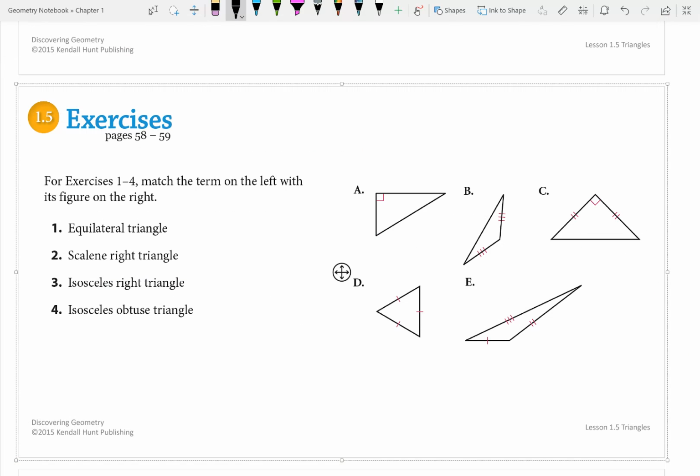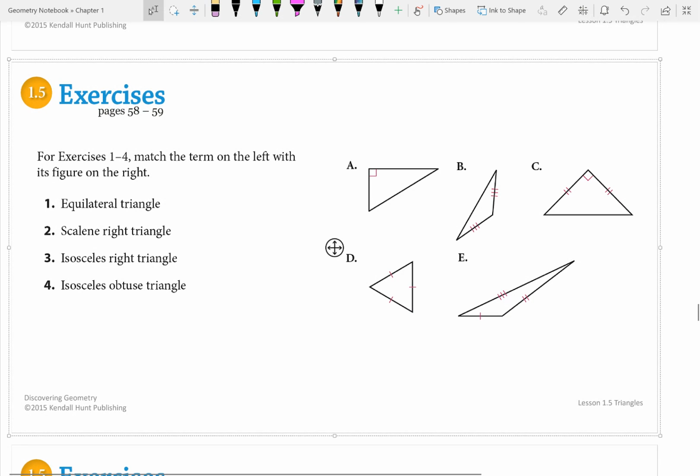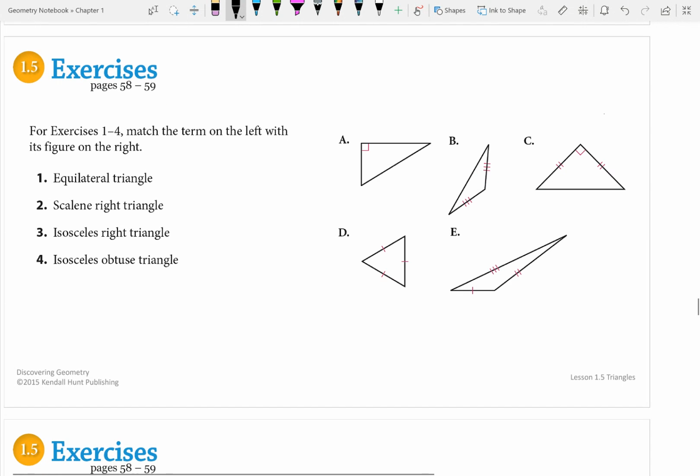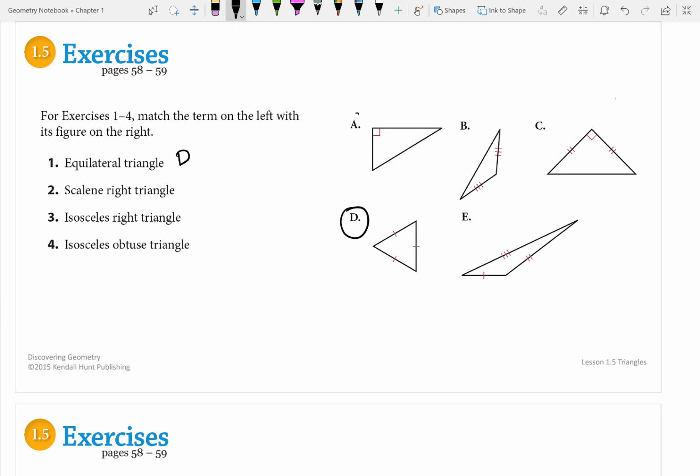All right, I'm going to go over section 1.5 exercises, starting with numbers 1 through 5. Exercises 1 through 4, match the term on the left with its figure on the right. So this triangle, D, equilateral triangle, has all congruent sides. Scalene right triangle would be A. Isosceles right triangle is C. Isosceles obtuse triangle would be B.